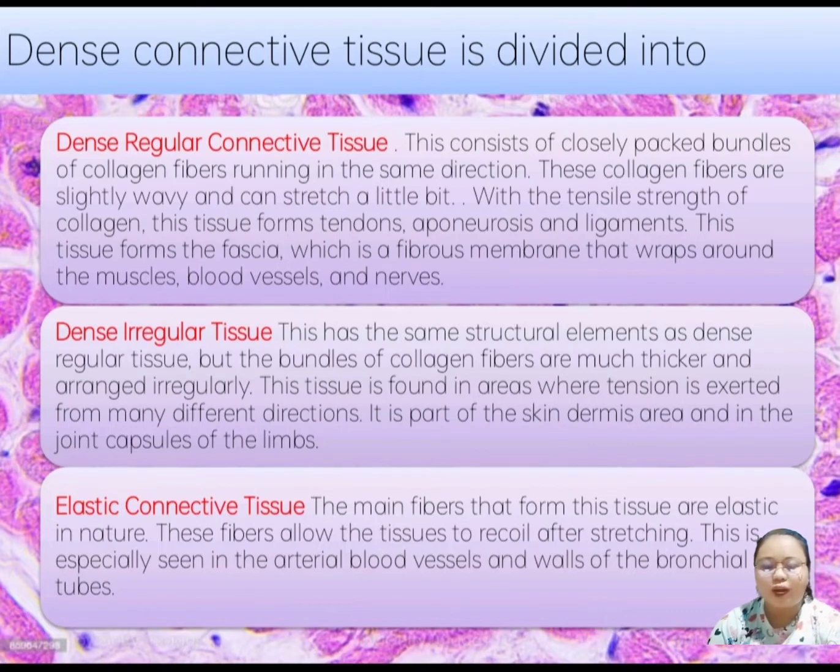And for the third one, elastic connective tissue. The main fibers that form this tissue are elastic in nature. These fibers allow the tissues to recoil after stretching. This is especially seen in arterial blood vessels and the walls of bronchial tubes.